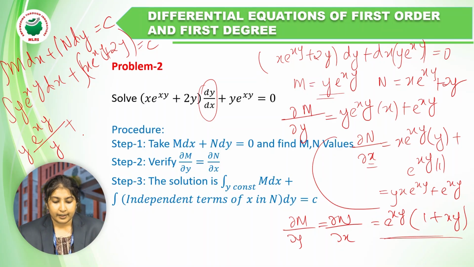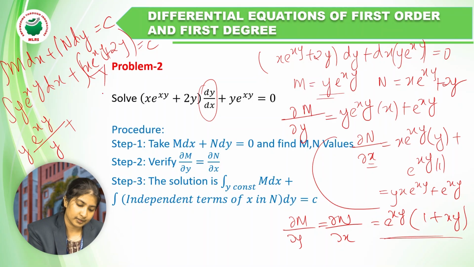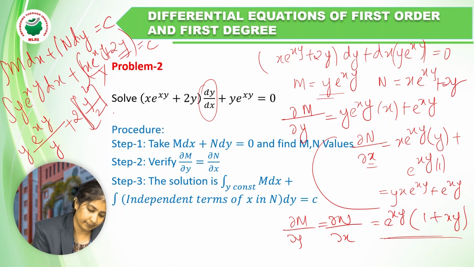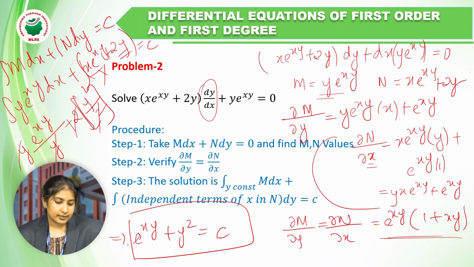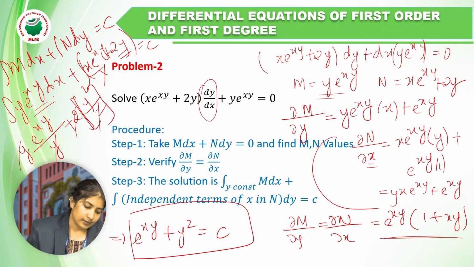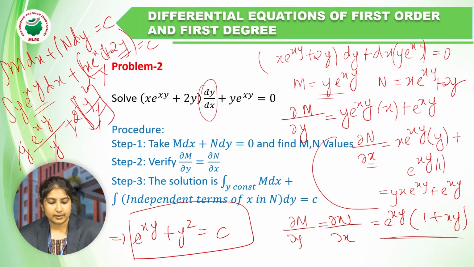Next, what did I say? Here you have to take only terms which are independent of x. This is having x, you can't take this term. This is having y, we can integrate. So y square by 2. 2 cancels. So what is the solution you are getting? e power xy plus y square is equal to c. So this is the solution. Here y is constant. That is the reason why integration of e power xy into dx is nothing but e power xy by y. Okay. We will see another problem.